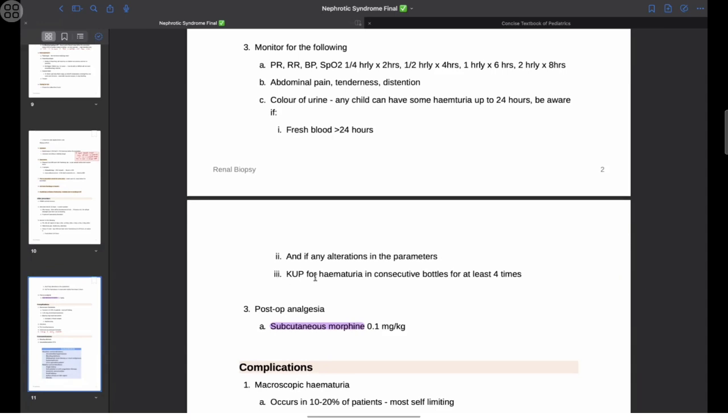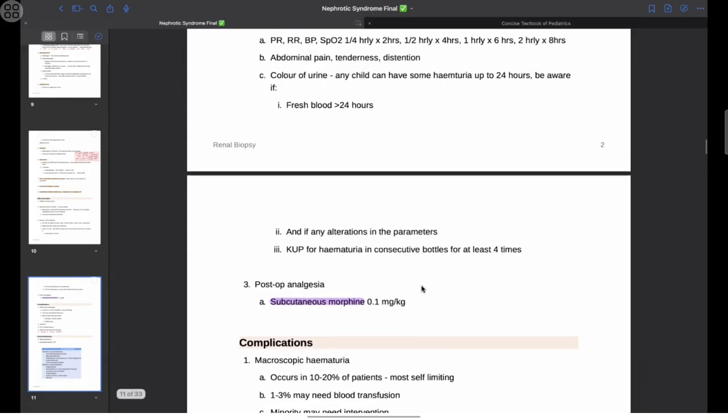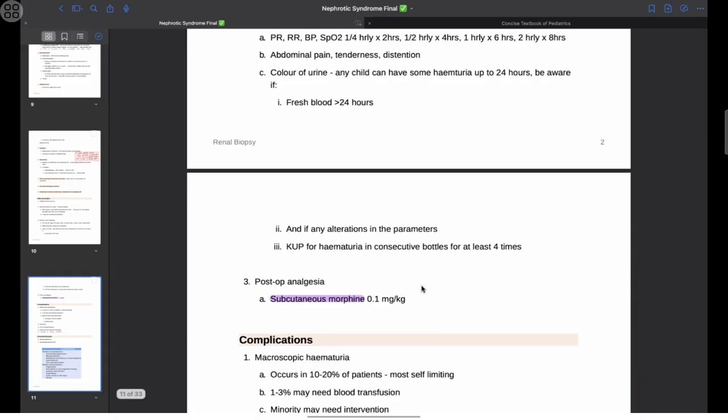Then you need to keep the child under observation for hematuria in consecutive bottles for at least 4 times. That is, you take 4 of those small penicillin bottles, okay, you collect for 4 and see whether the child is passing any blood in the urine. So if it is clear after that and over 24 hours, then you can say that the child is okay.